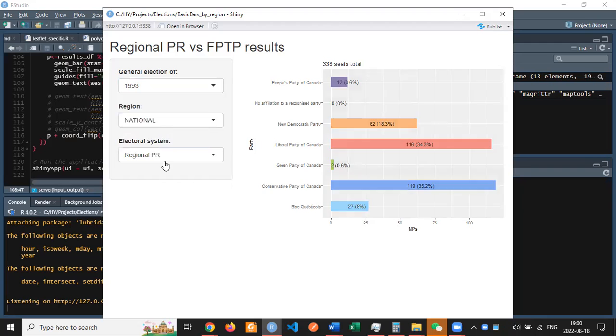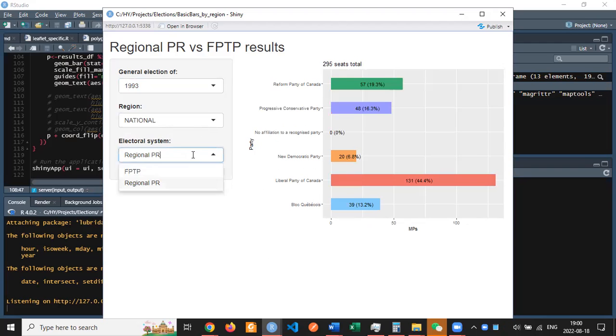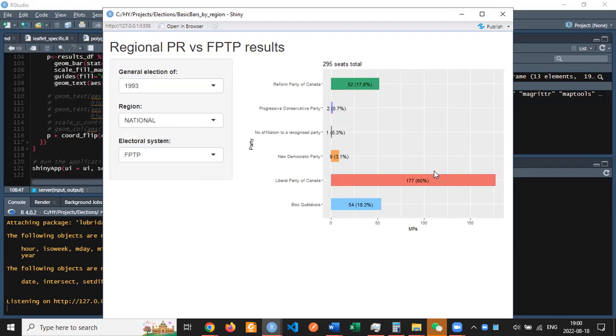So we can go back to the 1993 example. Again, under first past the post, a near total wipeout for the PCs. But under a regional PR scenario, the PCs still have a somewhat respectable amount, which is 48 MPs, and of course the Liberals have a large plurality, but no longer have any form of majority.